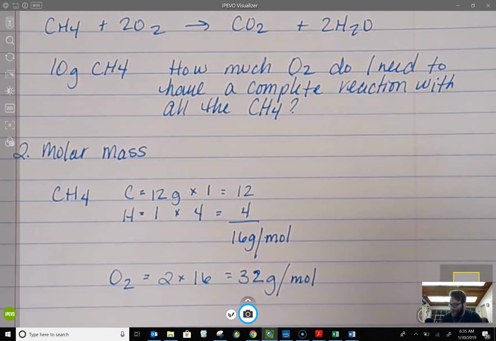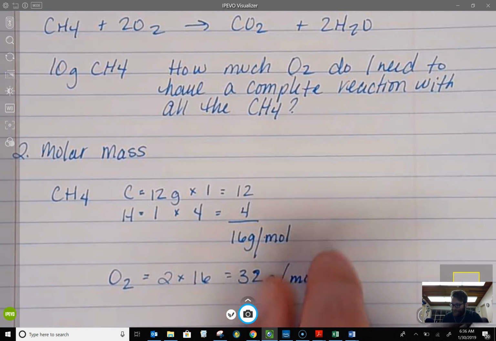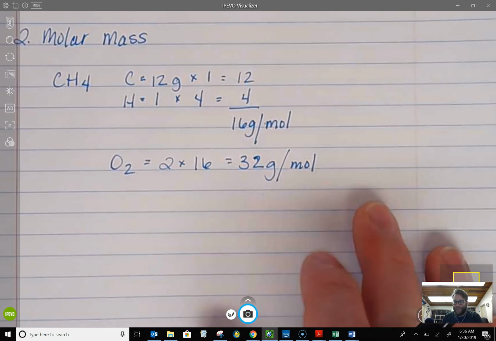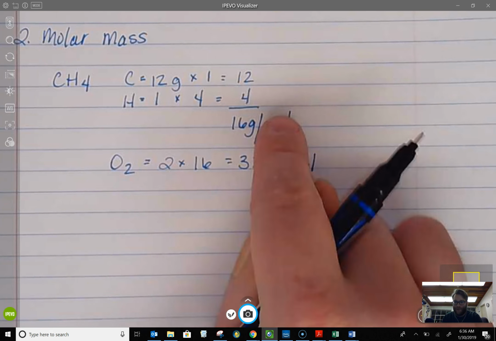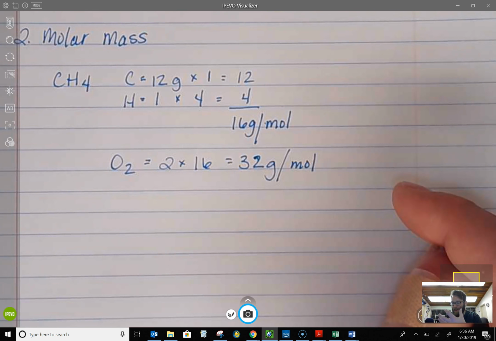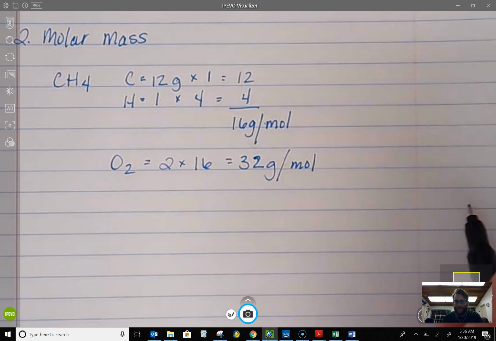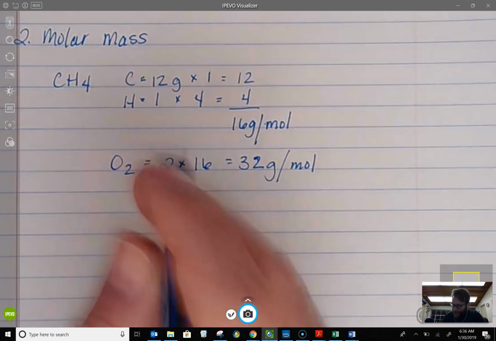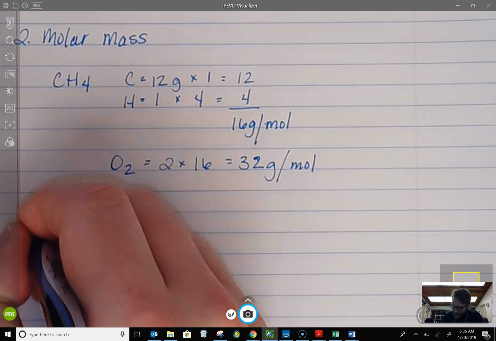All right. So let's go with our next step. I know my molar ratio now, so I've set up my conversion factors. So now I can figure out how many moles I actually have for each of the things that I'm going to be measuring. So let's start out with what I know.